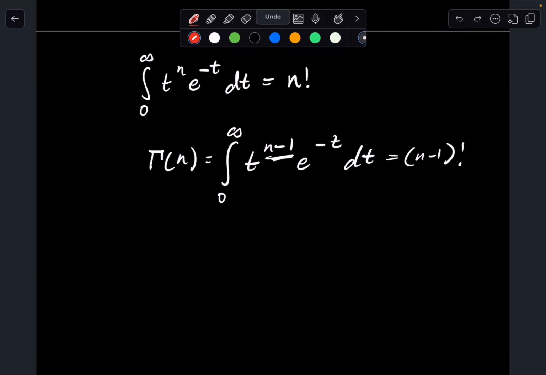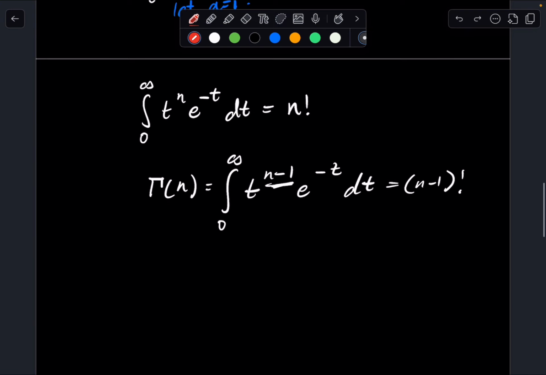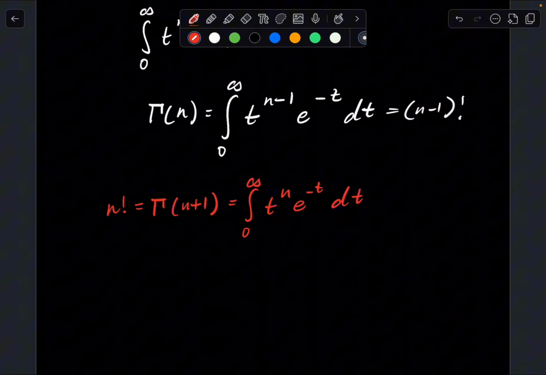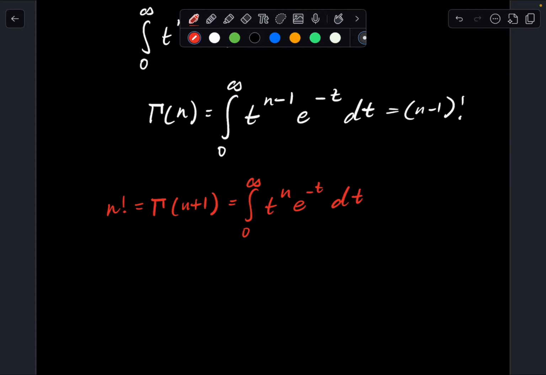And this was due to technical reasons and for more later advanced mathematics. They liked it being shifted off by 1, and it made for easier calculations. So what they did is they just said the gamma function of n, gamma of n, is just equal to n minus 1 factorial. So alternatively, if you want n factorial, this would just be gamma of n plus 1, which is equal to the integral from 0 to infinity of t to the n e to the negative t dt, just like that. And that would be n factorial.